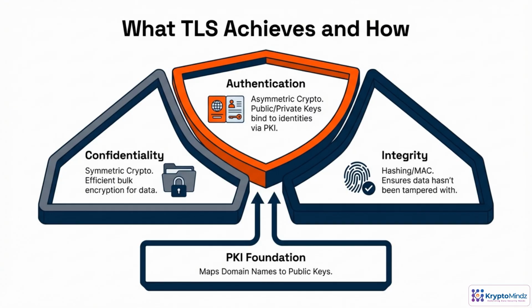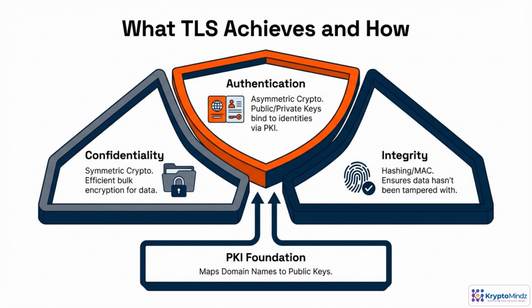When you see HTTPS in the browser, what's really happening is TLS giving you 3 guarantees, all built on top of PKI. First, confidentiality. The actual data is protected using fast symmetric encryption. So even if someone captures the traffic, they can't read it. Second, integrity. Hashing and message authentication codes make sure the data isn't modified in transit. If a single bit changes, the tampering is detectable.